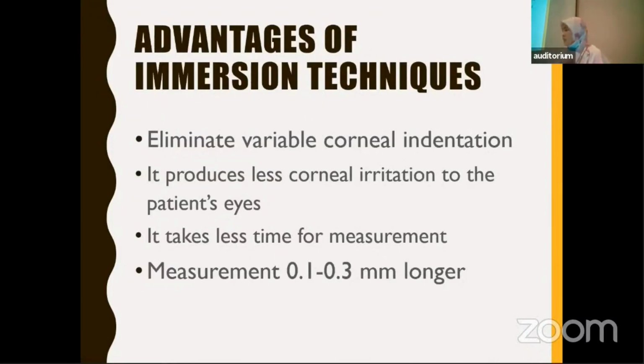Why is this technique used? It is to eliminate the risk of indentation so that the axial length measurement can be more accurate. It produces less corneal irritation to the patient's eye, and some may say it takes less time for measurement. But personally, for me, it is not, because it takes time for preparation of the instrument, patient, and the machine as well. Commonly, using the immersion technique, the measurement value compared to applanation is about 0.1 to 0.3 millimeter longer.